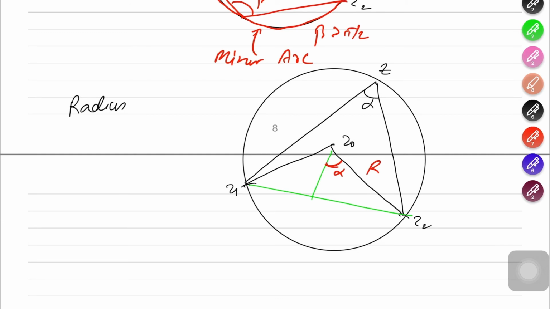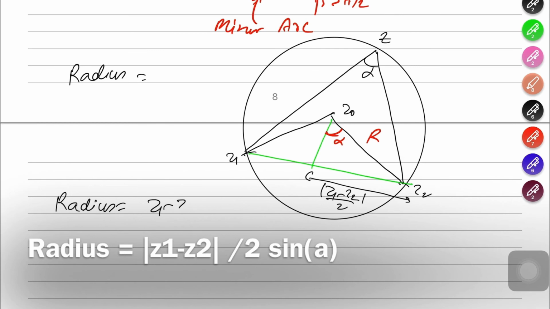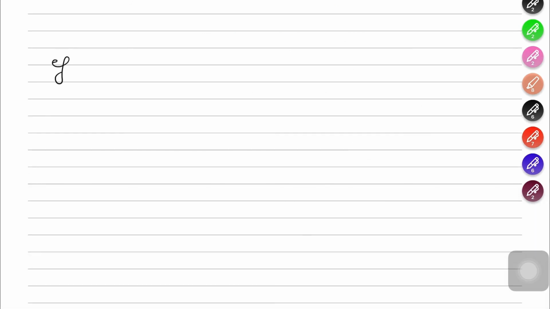So in this case radius is given by |z1 minus z2| by 2 sine alpha. So basically this distance is |z1 minus z2| by 2 sine alpha.